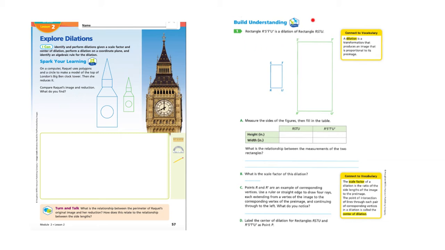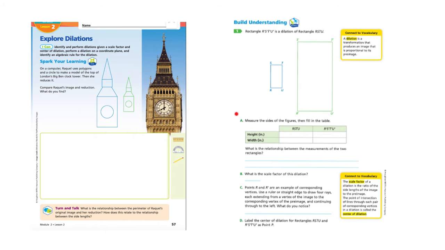So now in the build understanding, it says rectangle R prime, S prime, T prime, U prime, this big green one here, is a dilation of rectangle RSTU. And if we look over here, there's a vocabulary word. A dilation is a transformation that produces an image that is proportional to its pre-image. So you should be thinking back to the lesson previous to this one, lesson 1, where you did reductions and enlargements. You can see that those were just called reductions and enlargements, but those are dilations. So you'll notice that more as we go along too.